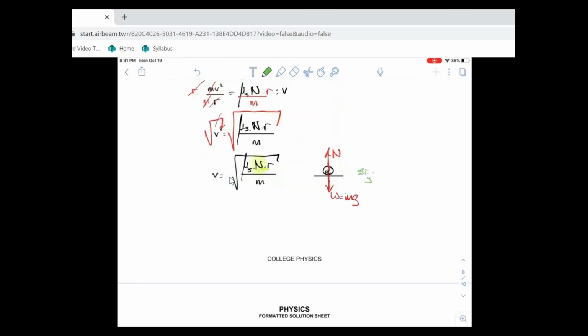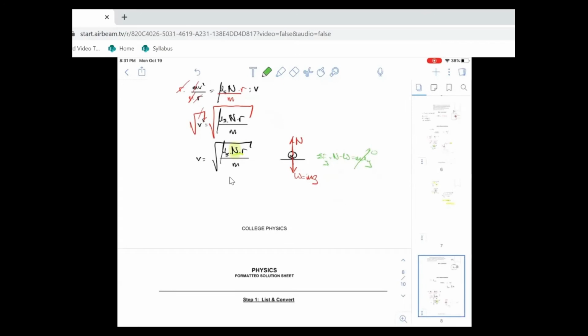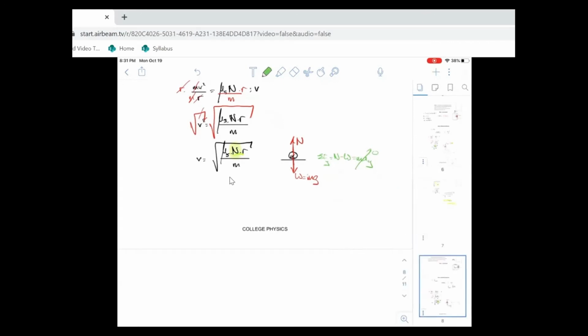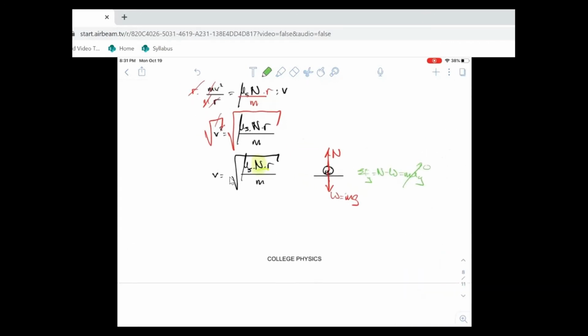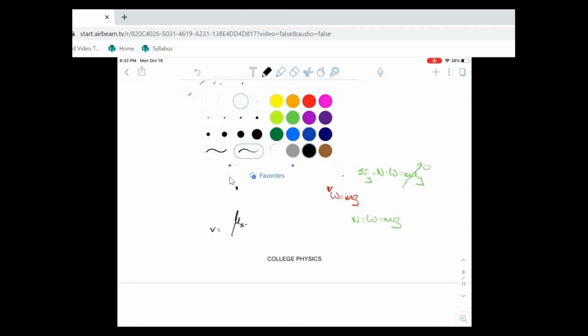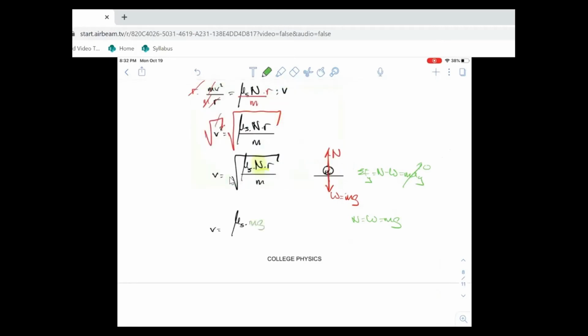So look at the net force in the y direction. N is up, W is down. Mass times acceleration in the y direction, and there's no acceleration in the y direction. All right, so which means that N is the same as W, and W is the same as mg. And then boom, just substitute back into that formula. And when you do that, what do you get? You end up getting an expression that looks like this. N is the same as mg.